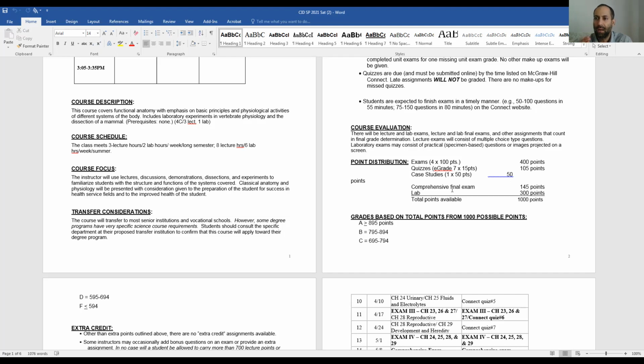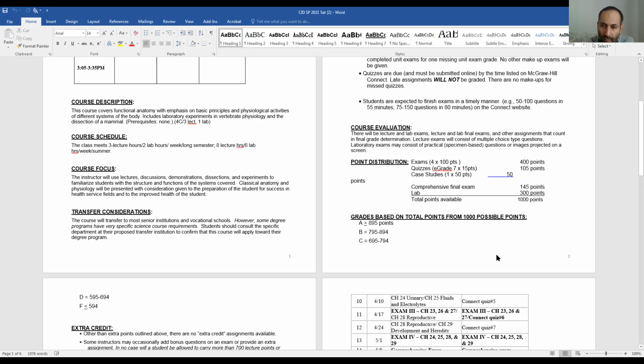So there's no such thing as passing labs and lectures separately. Every assignment, every test, every quiz, every case study that you turn in counts for you, okay? There's no such thing as passing lab and lecture portions separately. It's a cumulative overall grade out of 1,000 points. So do as best as you can on everything.